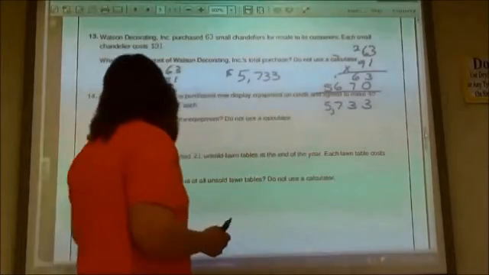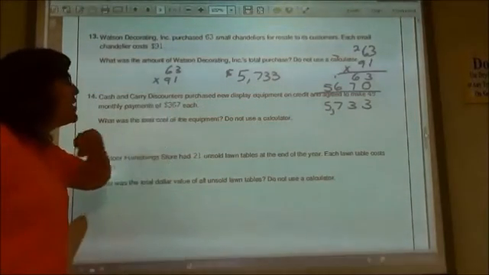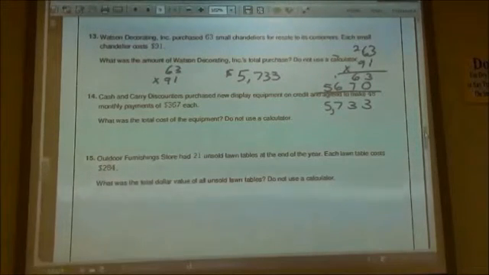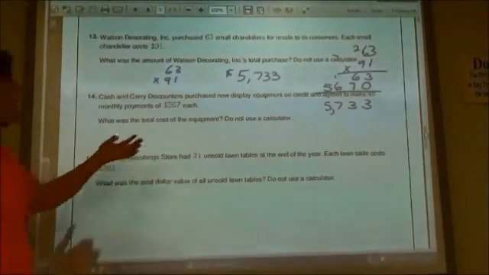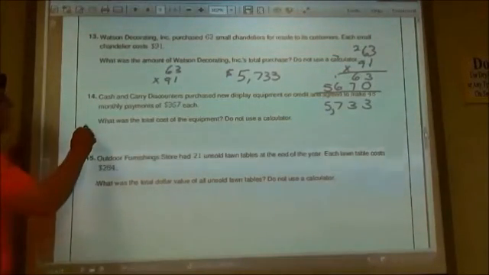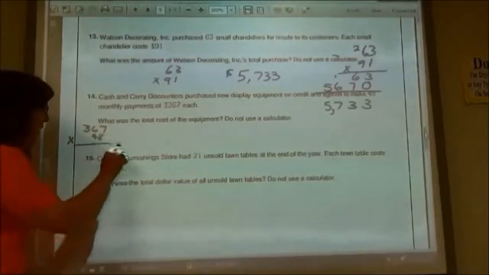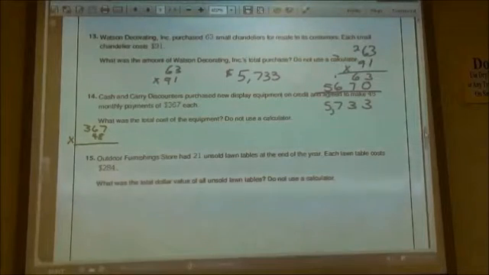Number 14, same kind of thing. Cash and carry discounters purchased new display equipment on credit and agreed to make 48 monthly payments. So every month for 48 months we're going to pay $367 each month. What was the total cost? Again, it doesn't want you to use a calculator. Now usually if I have a 3-digit number and a 2-digit number, I put the one with more digits on top. So I would put the 367 on top and multiply it by the 48. Not that you have to, but it makes your work a little bit easier.